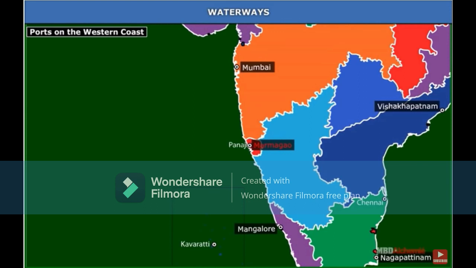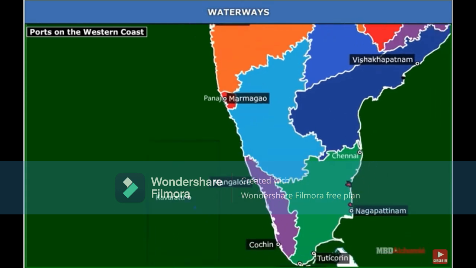Marmagao. This port lies on the west coast of Goa. It is a deep natural harbour and is the premier iron ore exporting port of the country. Its hinterland includes Goa, Maharashtra and Karnataka.